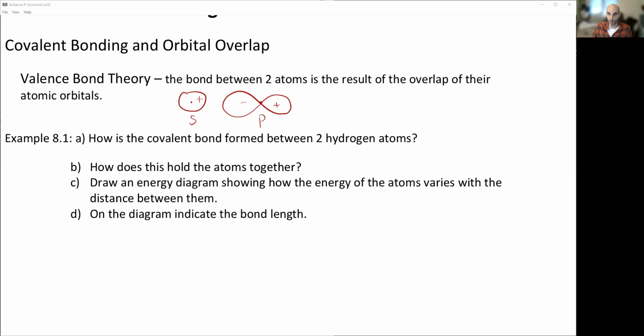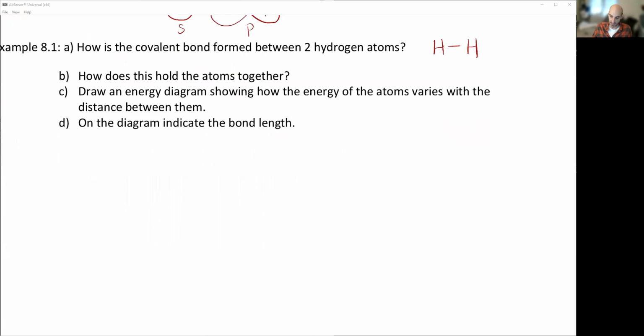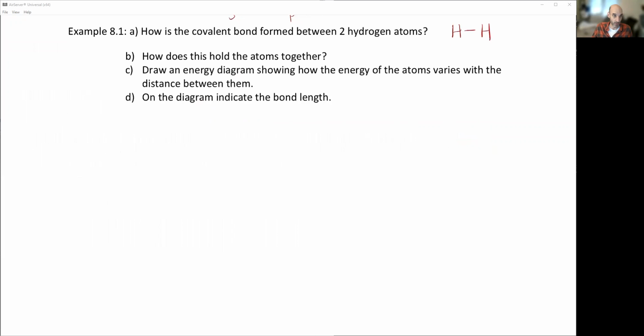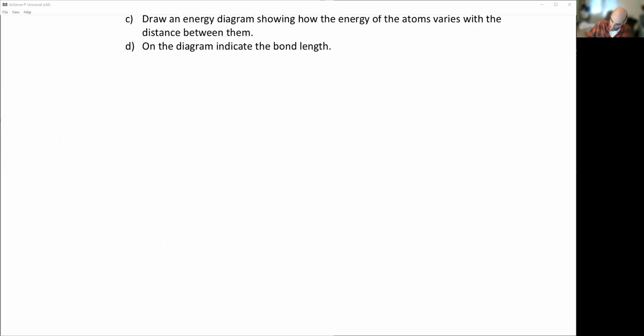So example 8.1. How is the covalent bond formed between two hydrogen atoms? So the simplest one, we're always going to start with the Lewis structure. How do those two things bond? So how does the atom hold together? Let's draw the energy diagram and indicate the bond length. And we've actually already seen this, so I'm going to go through this relatively quickly.